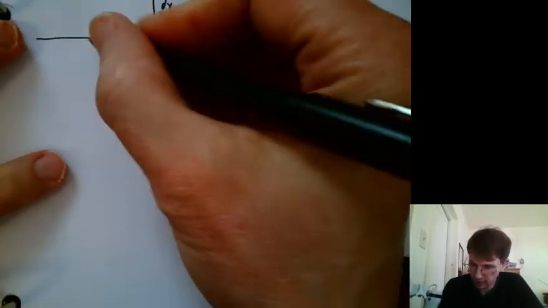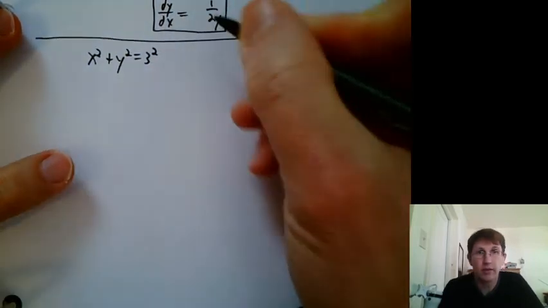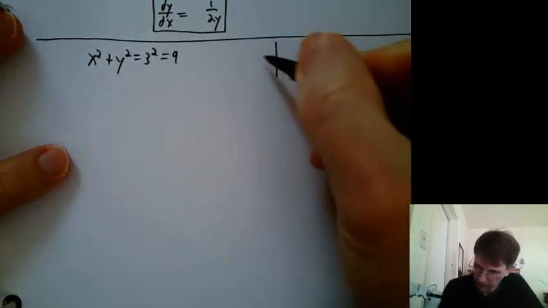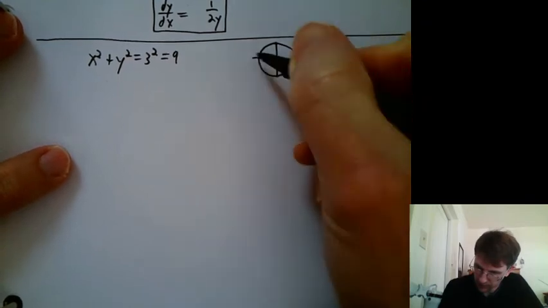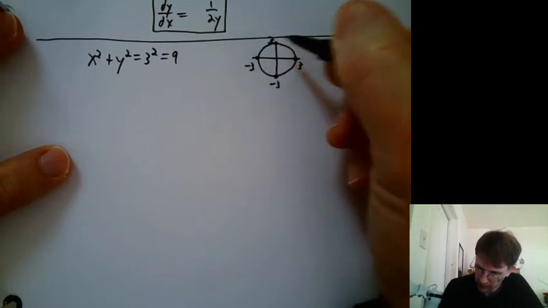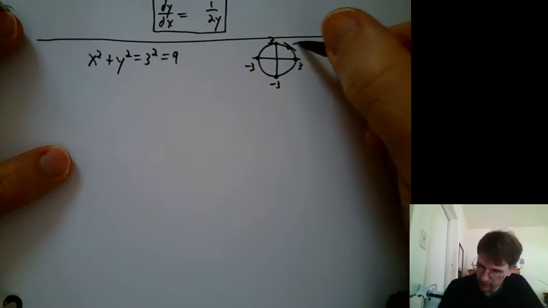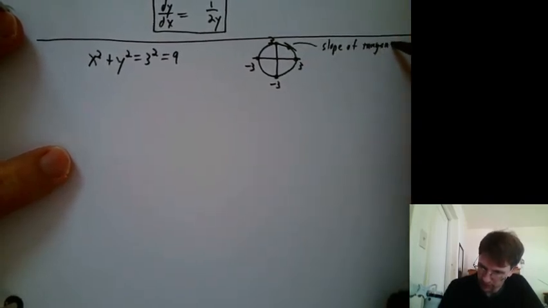So now let's try it for a circle. X squared plus y squared equals 3 squared, just because not everything has a radius of 1, right? Or you could call that 9. So it's a circle like this that goes to 3 there, minus 3, minus 3, and 3. And maybe we want to know the slope of a tangent line there, which we could say is dy over dx.